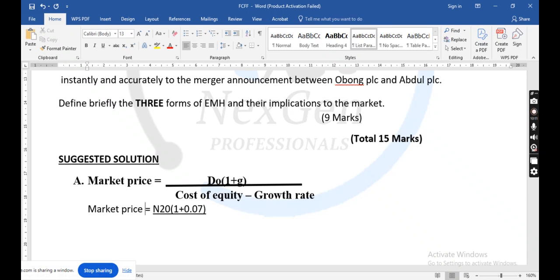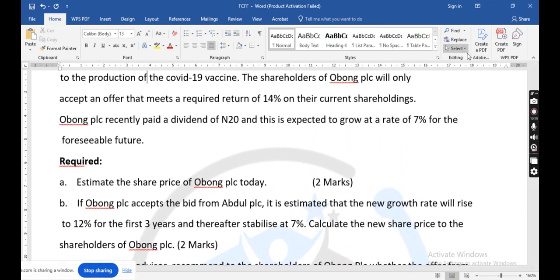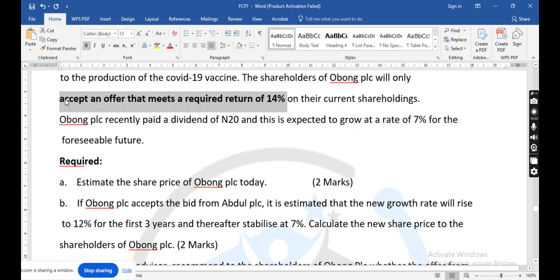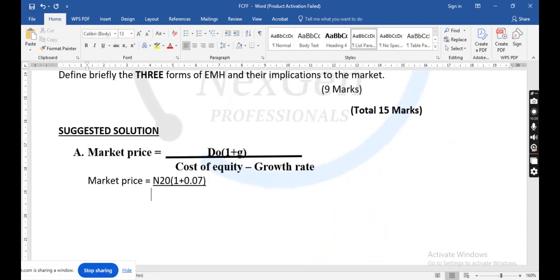So what is the cost of equity? The cost of equity here is 14%, can you see it? So that is 0.14 minus the growth rate of 0.07. Class, what is the price? What is the market price?